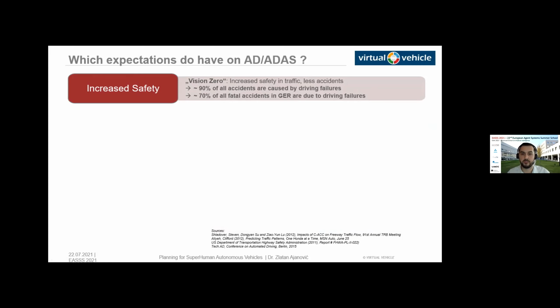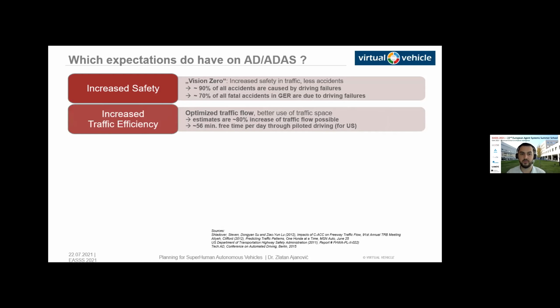If we look at the miles driven and how many accidents we make, humans are very good drivers, but still there are many deaths related to driving yearly. And the second one is increased traffic efficiency. So autonomous vehicles also provide us a tool to optimize the traffic.